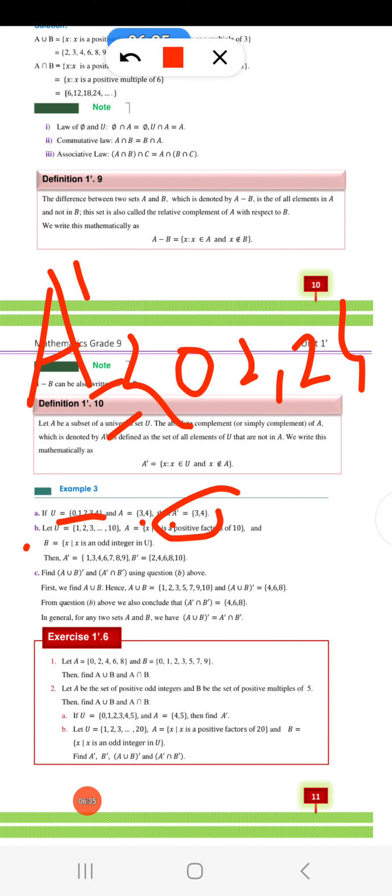Okay. For example, the universal set is 1, 2, 3 up to 10. A is the positive factors of 10. B is {X such that X is an odd integer in the universal set}.